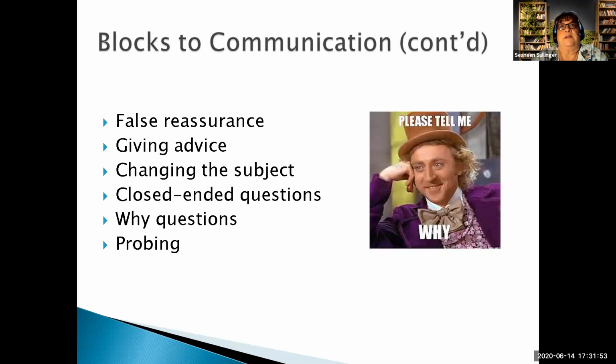And then more blocks to communication: false reassurance. That's something in healthcare that you might find yourself slipping into. Oh, don't worry, everything will be okay. You know, things will get better. But unless you absolutely know that, then you shouldn't really give false hope or false reassurance. Many times the patient will ask you, well, if you were me, what would you do? Or what pediatrician would you use? Or which gynecologist do you use? And actually, we can't really give them an answer to that.